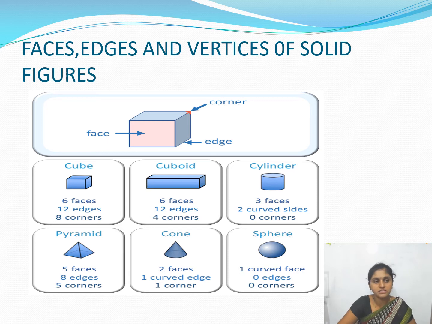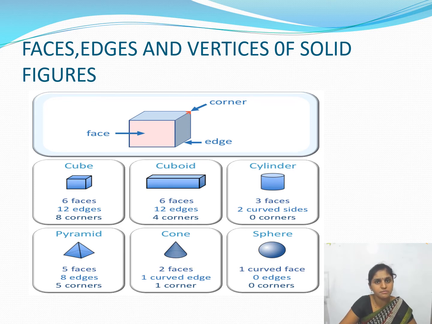So next is pyramid, cone and sphere. So is the sphere having any vertex? Is there any corner in a sphere? Take the example of a ball. In your ball, is there any corner? No, it is a sphere. It is a curved surface. There is no vertex. It means there are no corners. And there are no edges.